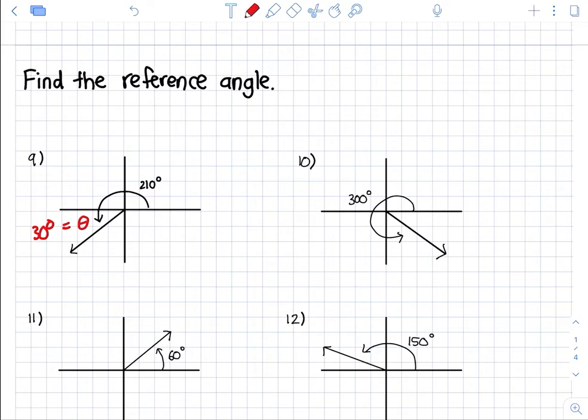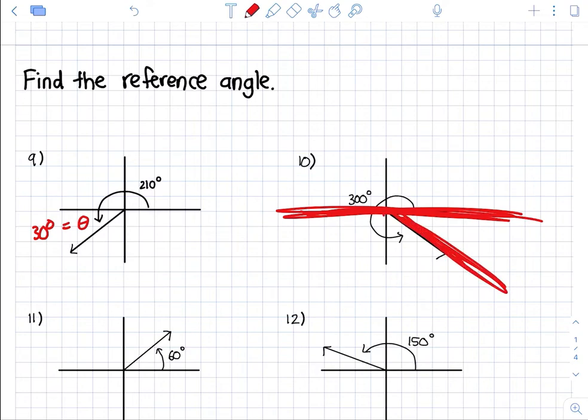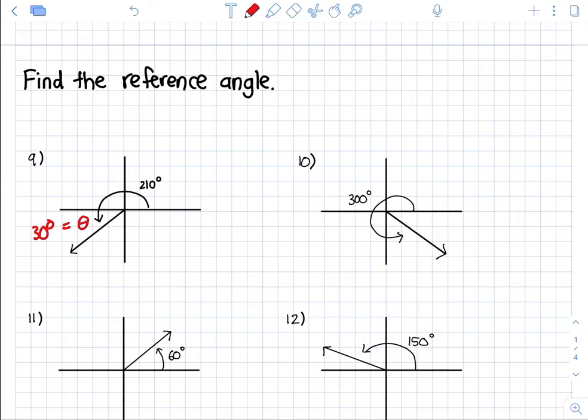Number 10, again, to find a reference angle, it's the angle formed by the x-axis and the terminal side. So that means you're trying to find this angle right there. So let's take a look. You already know all of this is 300 degrees.